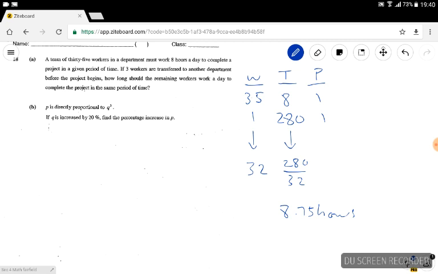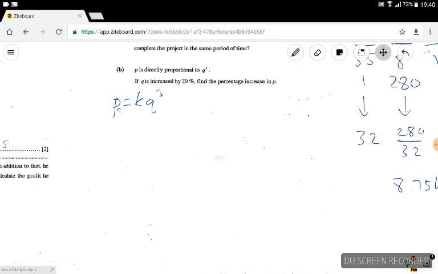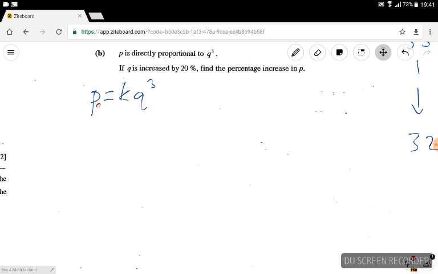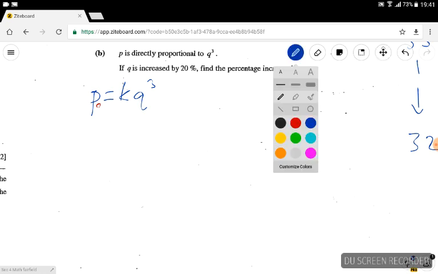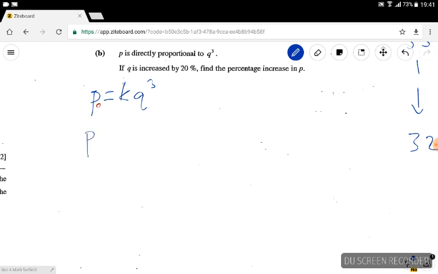P is directly proportional to Q cubed, so we have the formula P equals KQ cubed. If Q is increased by 20%, now usually this is the difficult one. This is what we call the old P, so I put an O here. Let me zoom in so we can see. That's the old P, but now I need the new P, P new with an N.